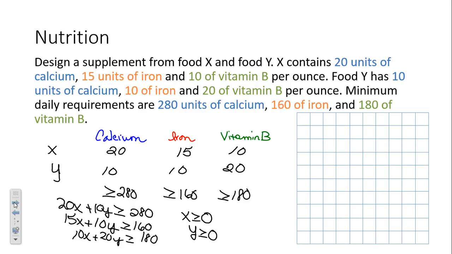Now I didn't give you a graph paper on this one, but do you think that by using the intercept method, you can figure out what your axes should be? So we know we're only in the positive X and Y axis. If we let X be 0, what would Y be? 28. So one of my points for this one is 0, 28. And if Y is 0, what's X? 14. If X is 0, what's Y? 16.